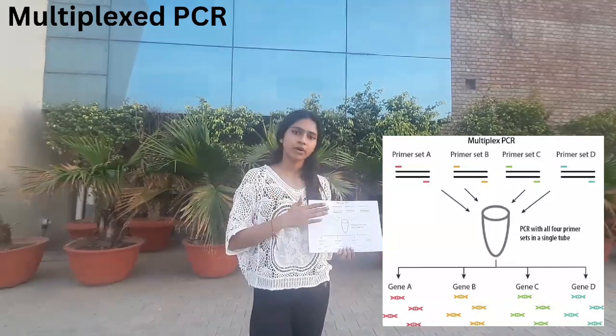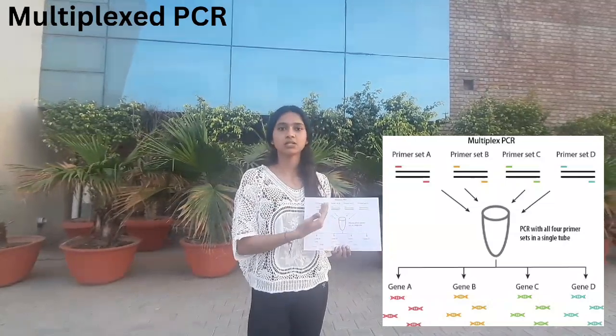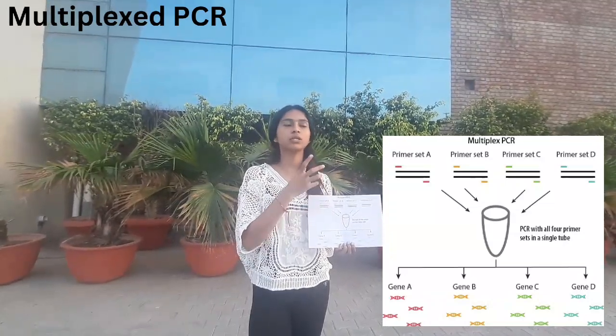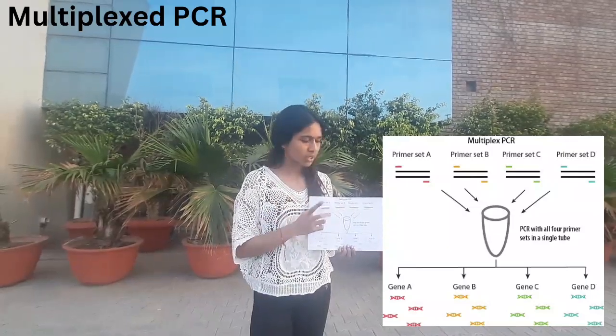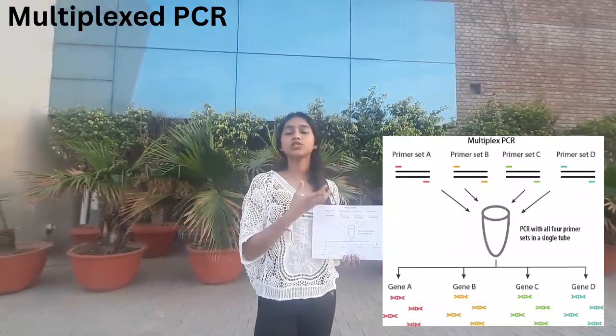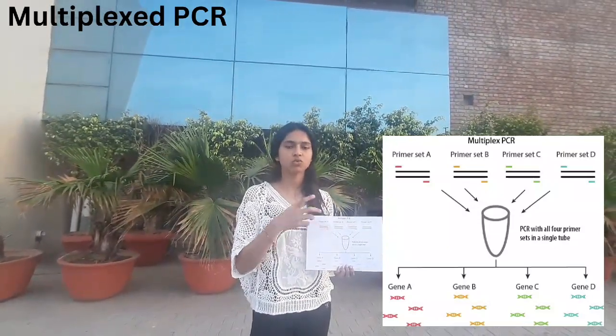As we know, there are advantages and disadvantages. The disadvantage is that while preparing the primers, the annealing temperatures of all the primers should be compatible, because during denaturation and annealing the temperature should be the same. Another important point is that the primers shouldn't be complementary, because if they are, those primers will bind to each other and our process won't work.